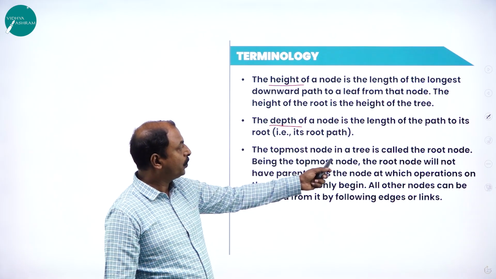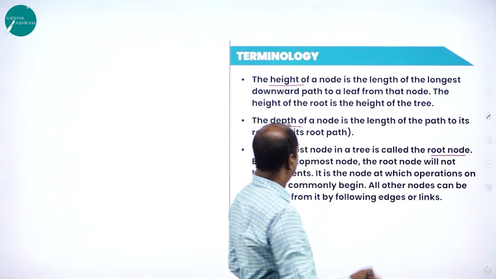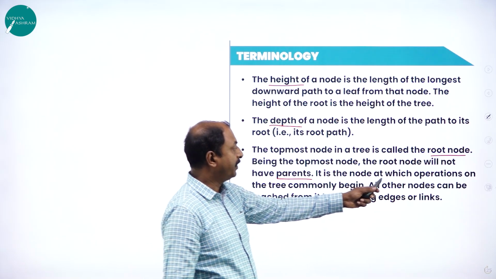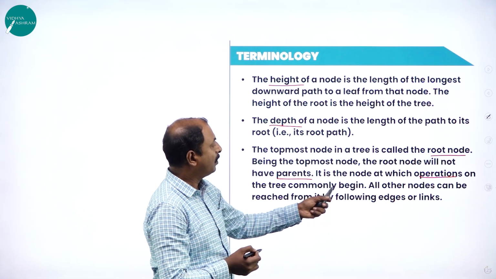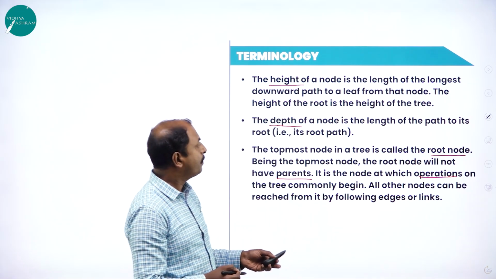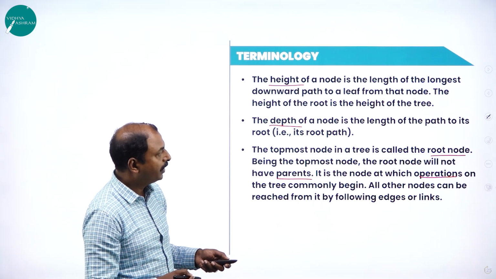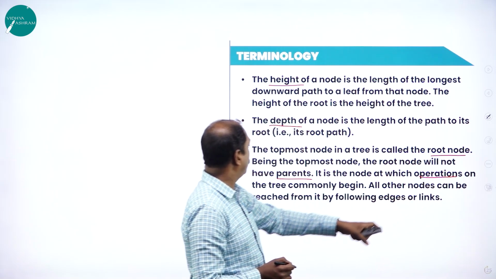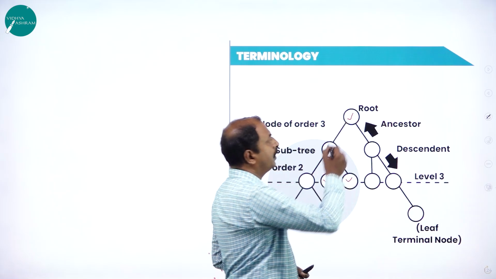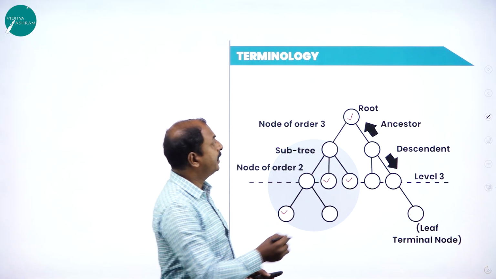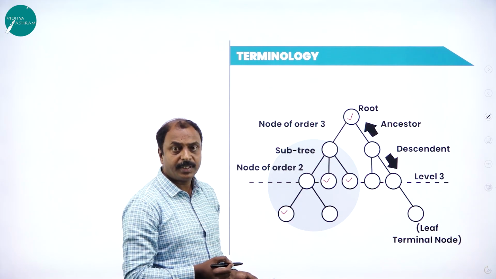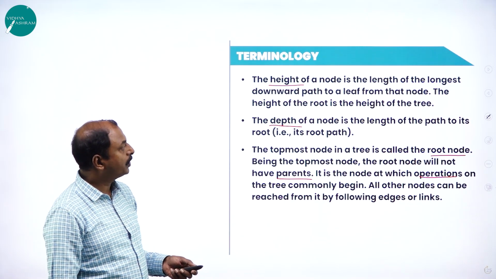Next one is the topmost node in a tree, which is called the root node. Being the topmost node, the root node will not have any parent node, and it is the node at which the operations on the tree commonly begin, and all other nodes can be reached from it by following edges or links. If you look at the example, this is the root node, the topmost node of a tree, and it doesn't have any parent, so any operation must start from the root node. Now let us move on to the next slide.